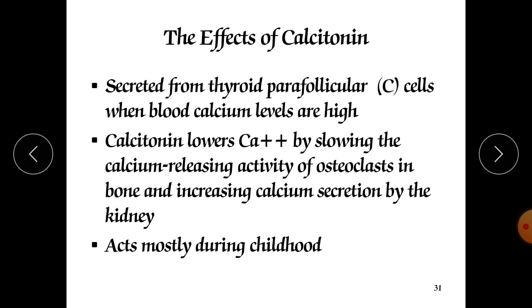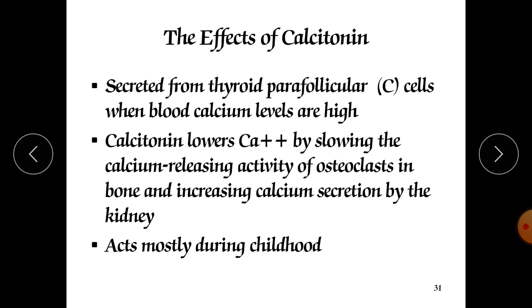The effect of calcitonin. These are other cells, the parafollicular cells. They are also called C cells, which are available in our thyroid gland. They are available in the different spaces. They are blue in color, and when the blood calcium levels are very high, they have a role to decrease the blood calcium level. When the blood calcium level is too high, in that condition they will decrease that calcium level, and calcitonin lowers the calcium level by slowing the calcium releasing activity of osteoclasts.